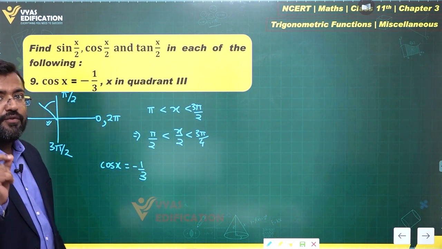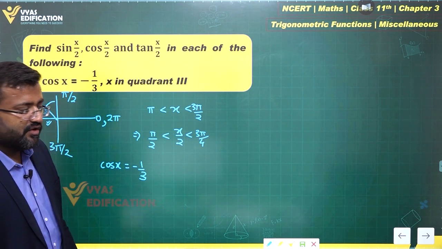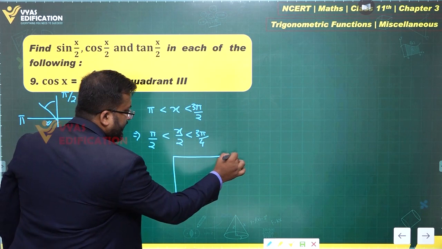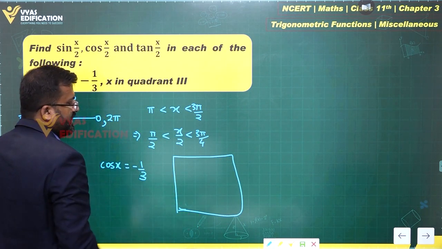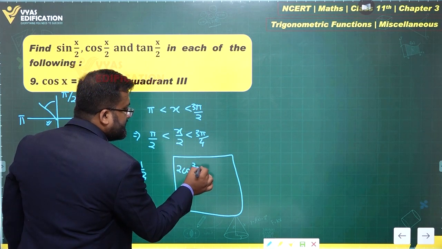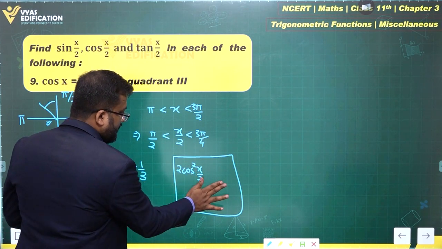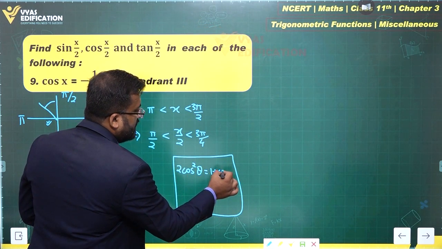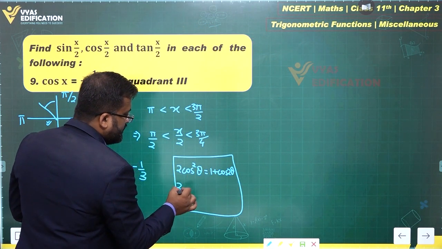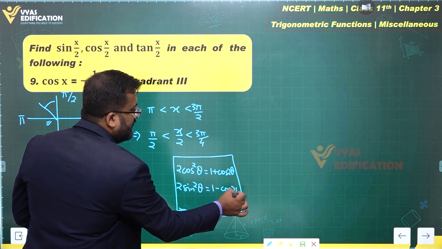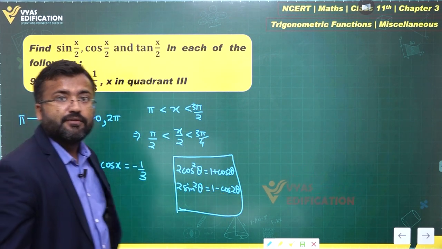And use the formula of half angles. What is that? Cos has many formulas, right? Let me write a few formulas over here. We know that 2 cos square theta is 1 plus cos 2 theta. Also you can say that 2 sin square theta is equal to 1 minus cos 2 theta. Let's use this.